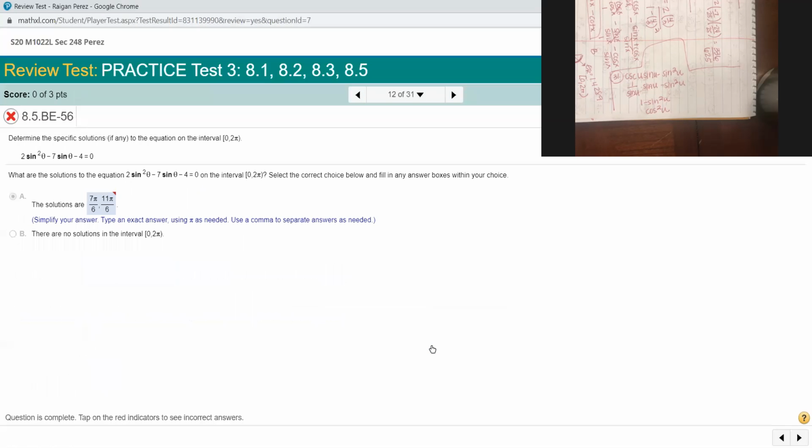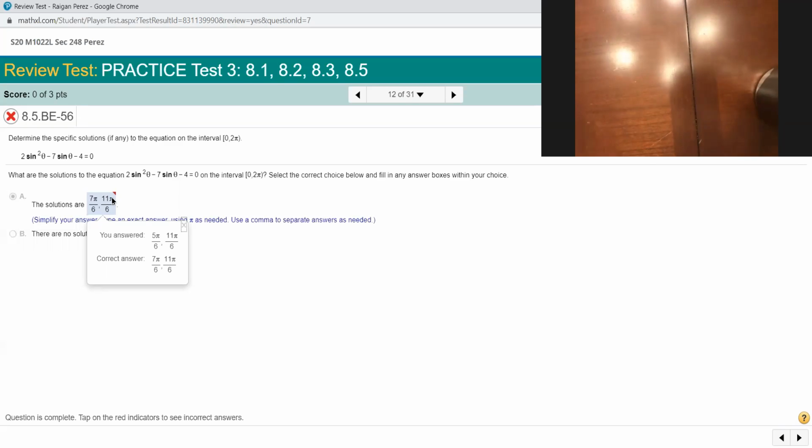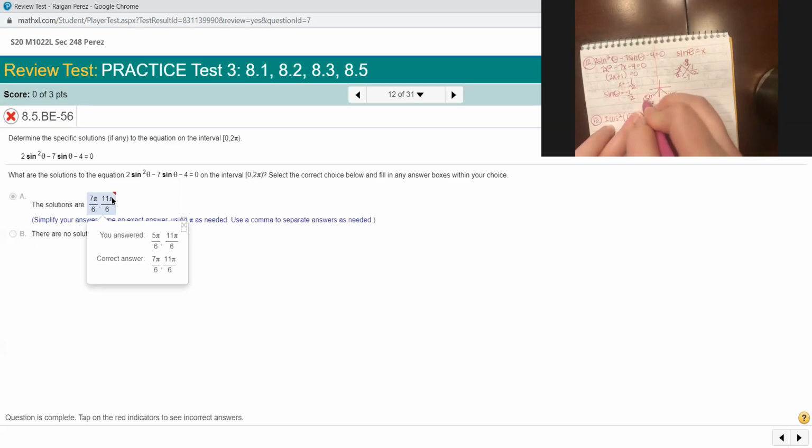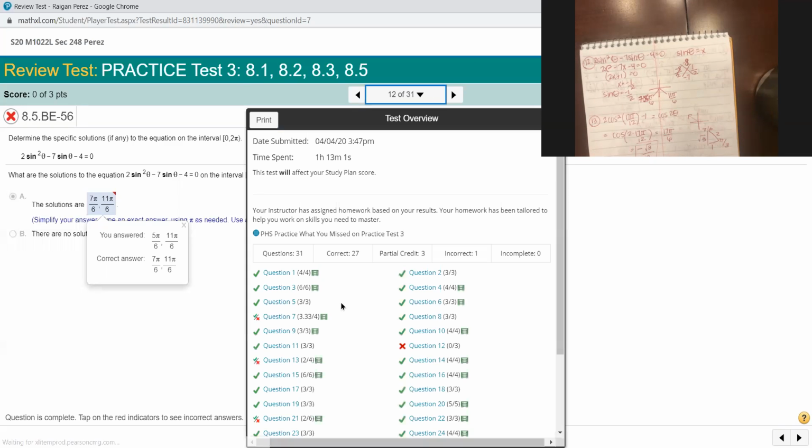Number 12, we got completely wrong. I answered 5 pi over 6 instead of 11 pi over 6. I'll go back and look at it. Oh, sure enough, that was just my mistake. We're in quadrant 3, so it's not a 5. It's supposed to be a 7. So a simple mistake there. Cost me 3 points.